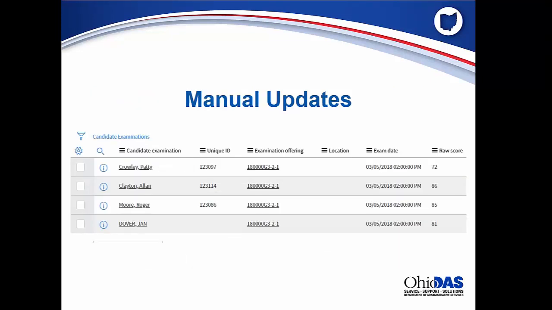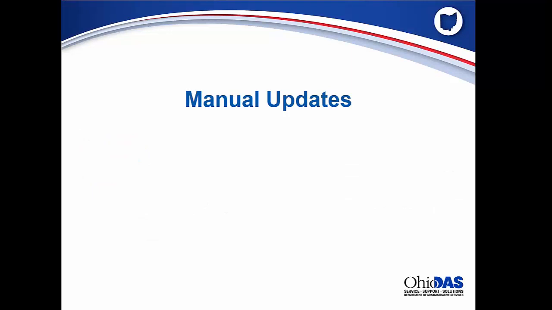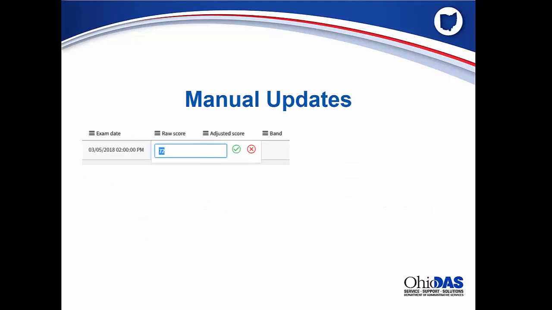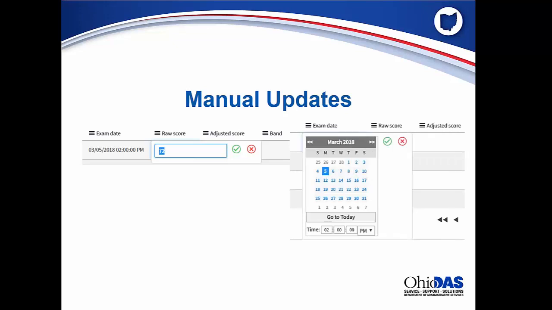One other side note, instead of importing data, it may be necessary from time to time to simply manually update a score or an exam date time. So I wanted to talk about that just really briefly. If you double click in the raw score or adjusted score, it allows you to change the number and then click that green check mark. Or if you double click in the exam date, it'll bring up a calendar with time at the bottom so that you can manually select the new date time, then click the green check mark.